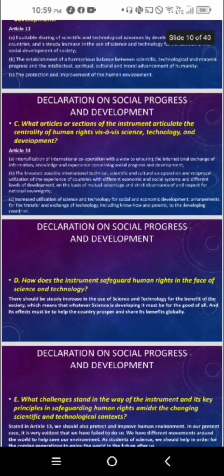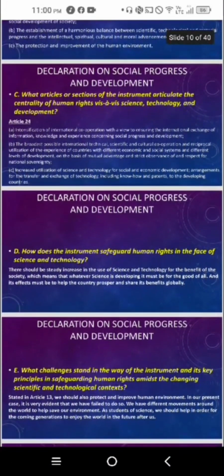What other articles or sections of the instrument articulate the centrality of human rights vis-a-vis science, technology, and development? It's Article 24. It's the intensification of international cooperation with a view to ensuring the international exchange of information, knowledge, and experience concerning social progress and development.